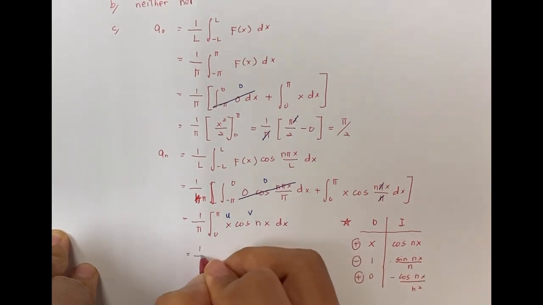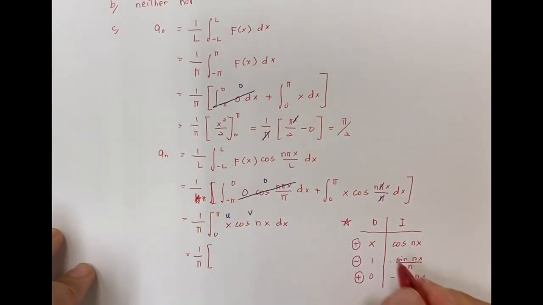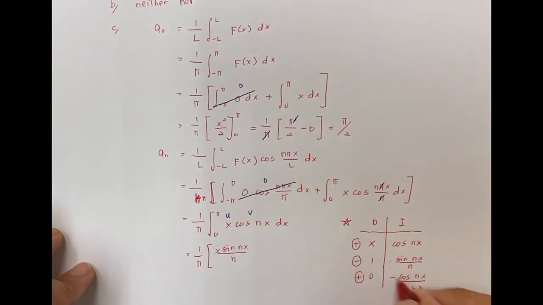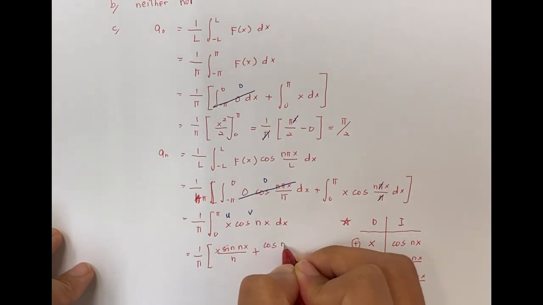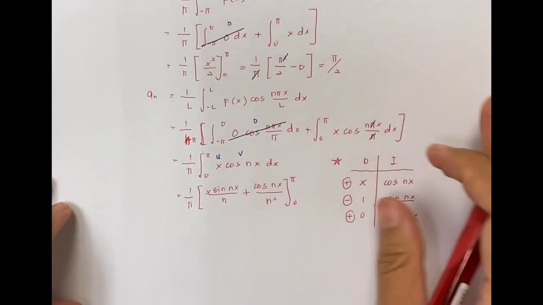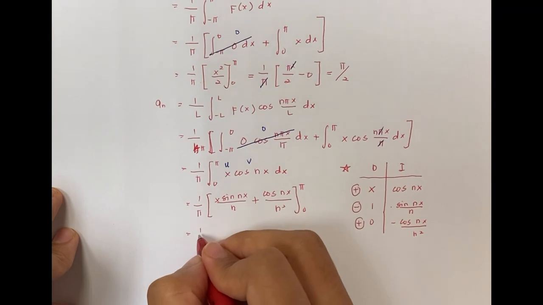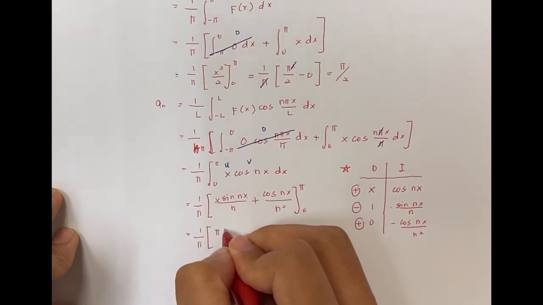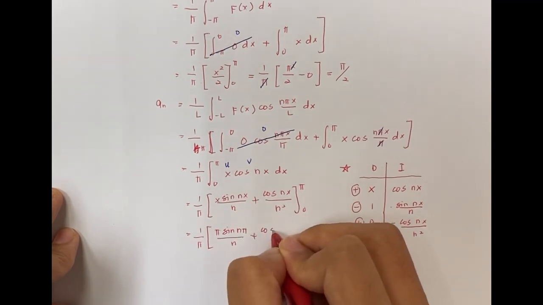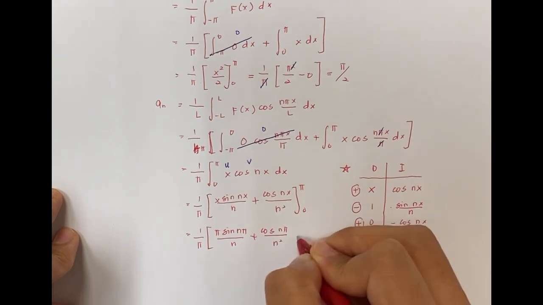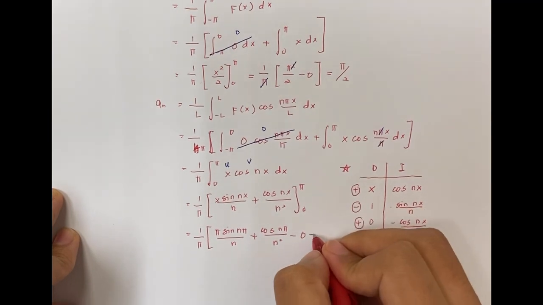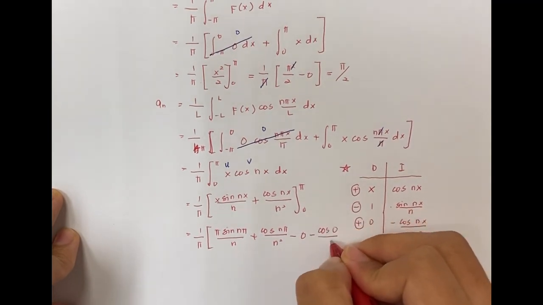Okay, so it is equal to 1 over pi, x sin nx over n plus cos nx over n squared, from 0 to pi. Substitution. 1 over pi. Substitute pi. You have pi sin n pi over n plus cos n pi over n squared, minus 0. x equal to 0, so you have 0, minus cos 0 over n squared.